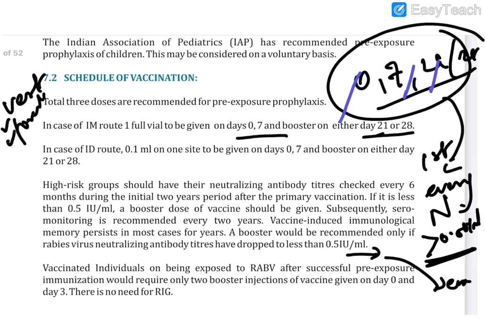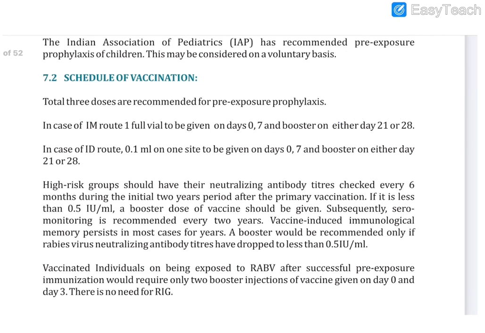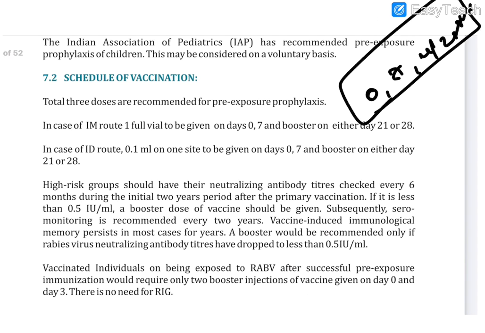Now, in pre-exposure prophylaxis, 3 doses are recommended, given on day 0, 7, and 21 or 28. Who do we give pre-exposure prophylaxis to? Veterinarians and those dealing with forest animals.